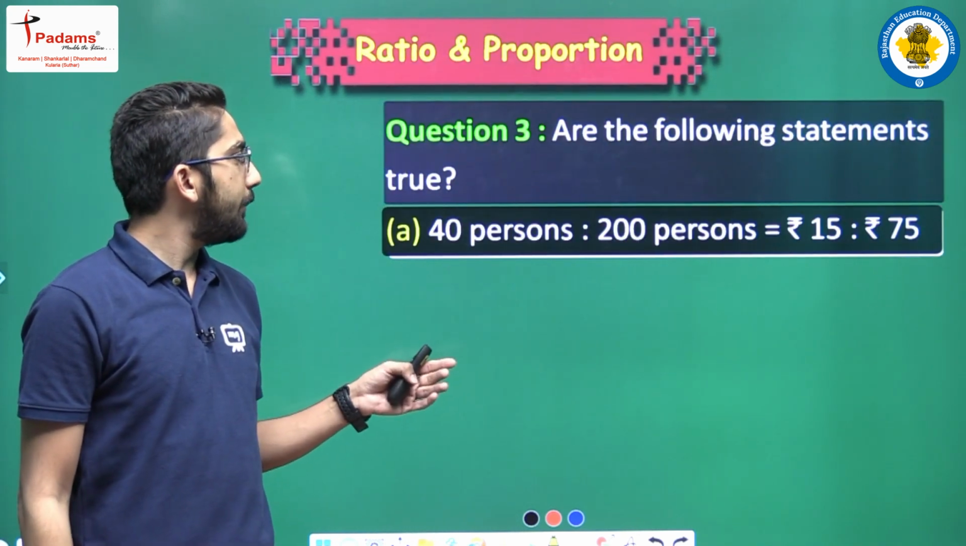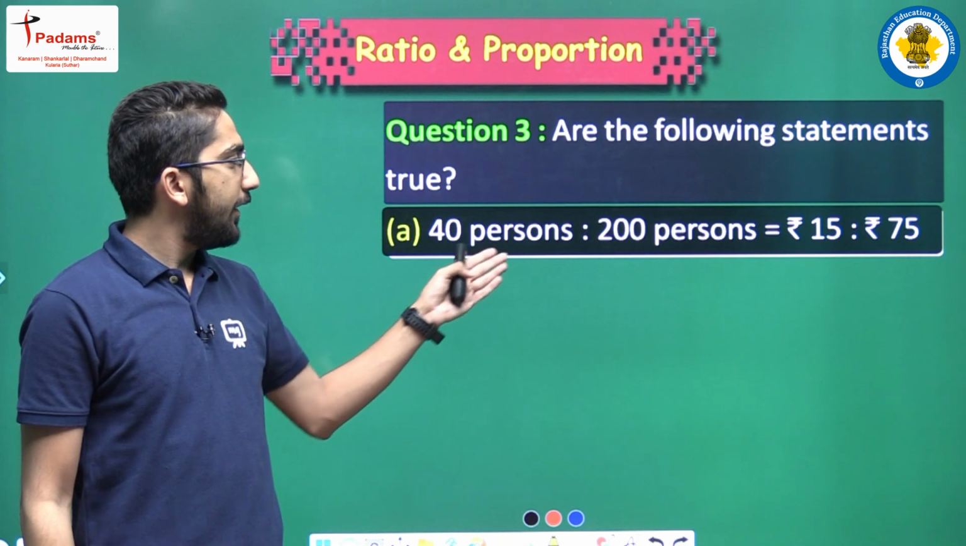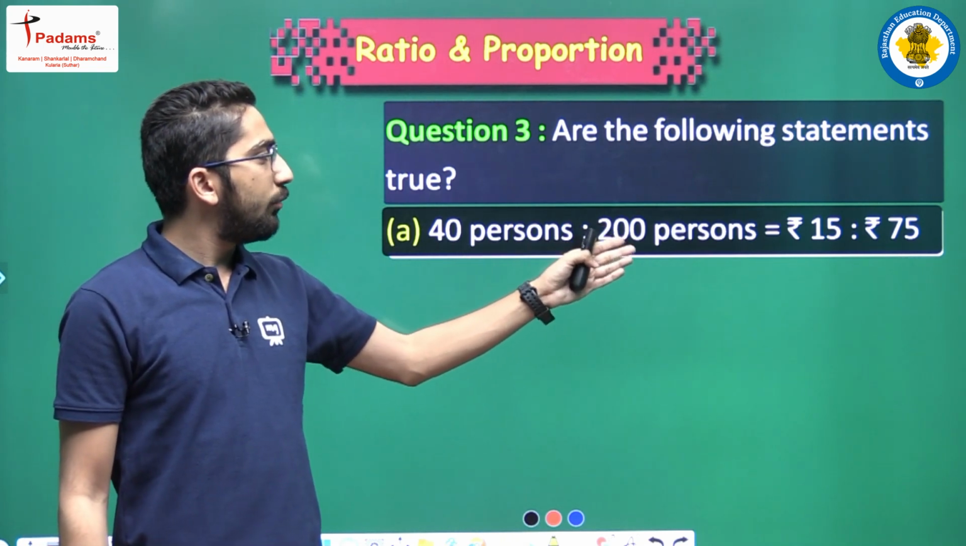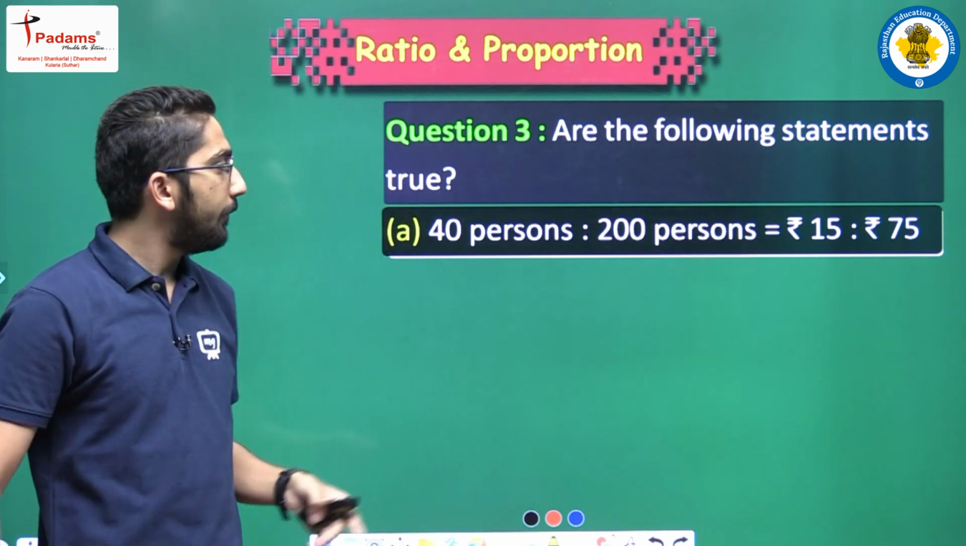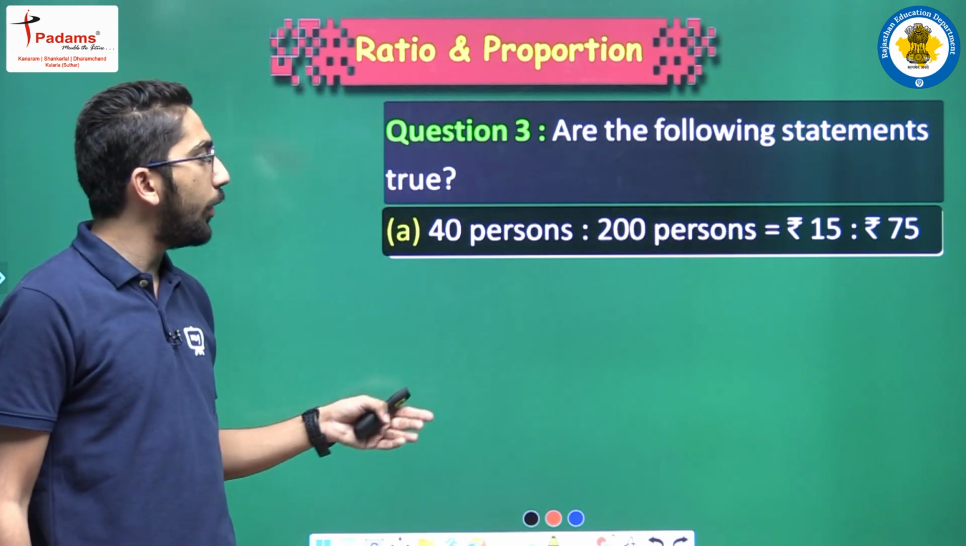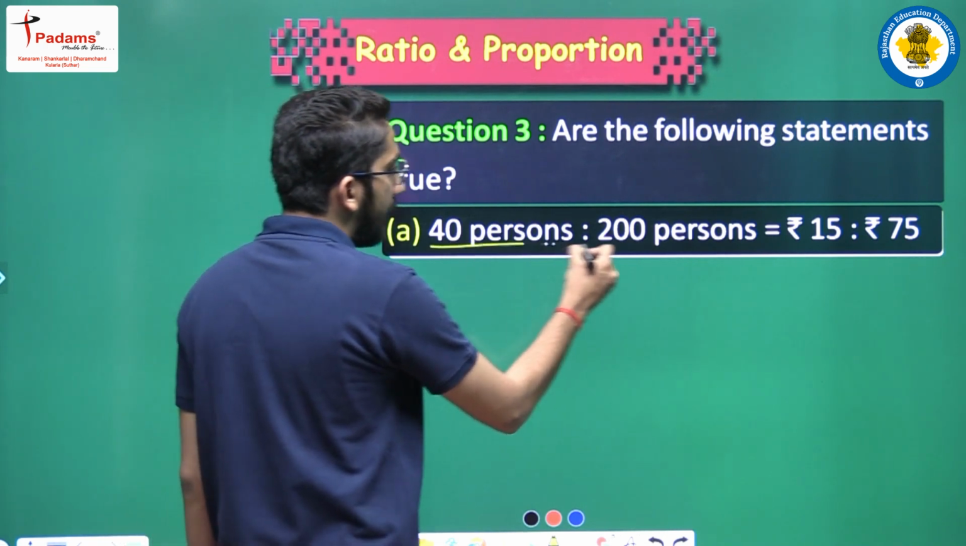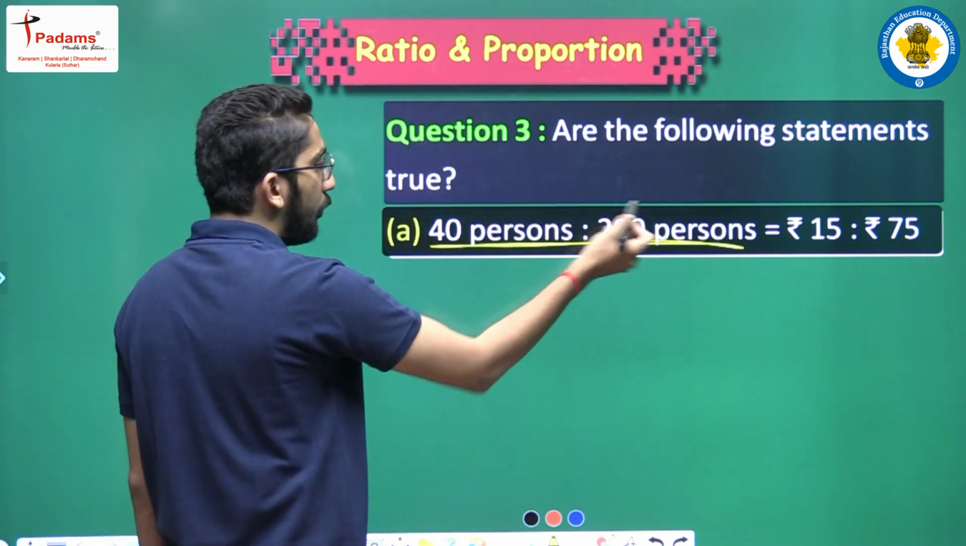Are the following statements true? 40 persons is to 200 persons is equals to rupees 15 is to rupees 75. तो हमको चेक करना है कि ये स्टेटमेंट ट्रू है क्या. तो सबसे पहले हम इसको सॉल्व करेंगे. 40 persons is to 200 persons.